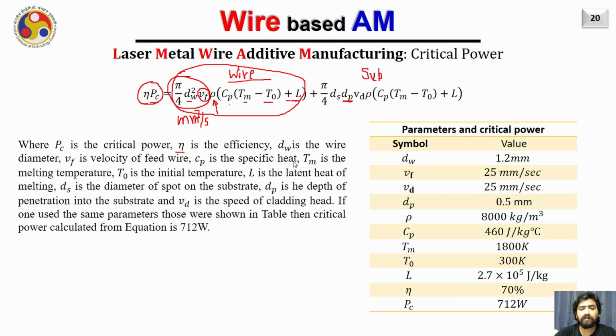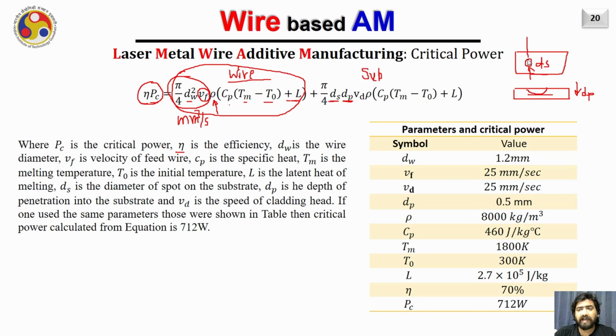So dP is the depth of the penetration, while ds is the diameter of the laser spot on top of the substrate. So if I draw the top view, it will look something like that. If this is the substrate, this is the laser beam spot. The diameter of this spot is given by ds, and if I see the side view now, an amount of dP is getting penetrated, right? This is the penetration depth dP.